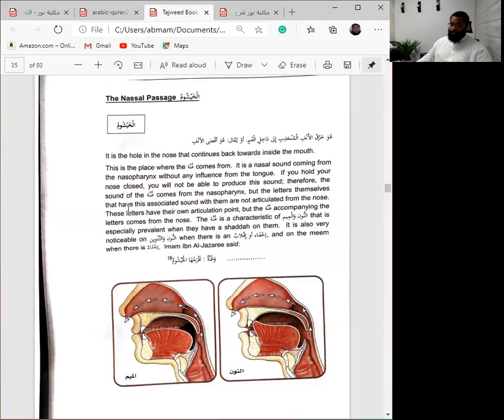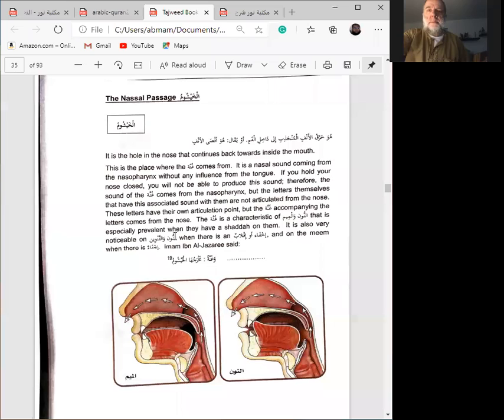But the letters themselves, right, that have this associated sound with them, are not articulated from the nose. So the letters themselves are articulated either from the tip of the tongue, touching the gum, or from the lips, which are the noon and mim. They're not articulated from the nose, but the sound itself is from the nose. These letters have their own articulation point, but the ghunnah accompanying the letters comes from the nose. And that makes sense, right? That's pretty clear. The ghunnah is a characteristic of an-noon and al-mim.